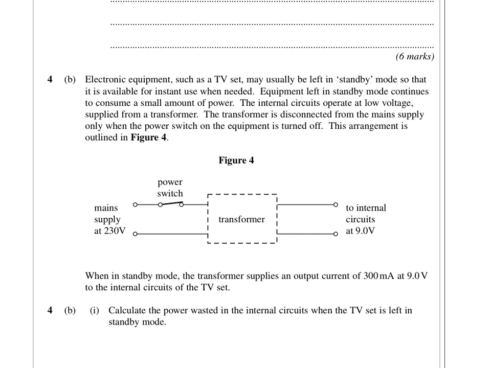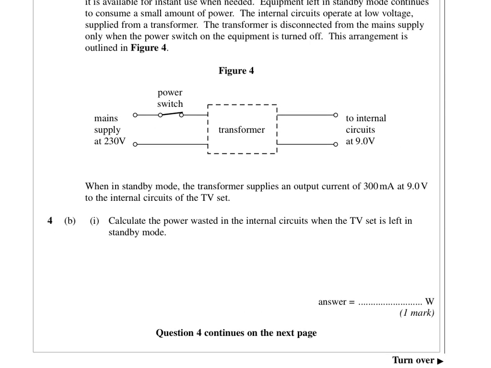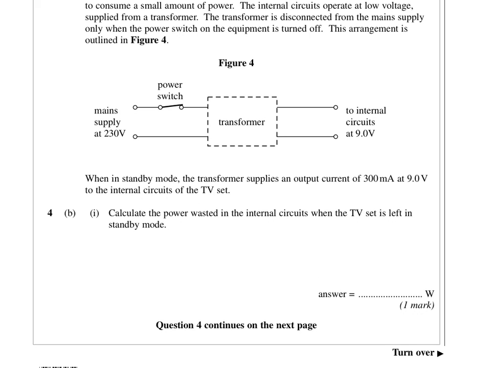So now I'm going to do some calculations with transformers. We're looking at standby mode, so essentially when the TV is wasting energy when you're not watching it. It says during standby mode you've got an output current of 300 milliamps at 9 volts to the circuits. How much are we wasting? Power equals IV, so 300 times 10 to the minus 3 times 9 gives you 2.7 watts of wasted energy in standby mode.